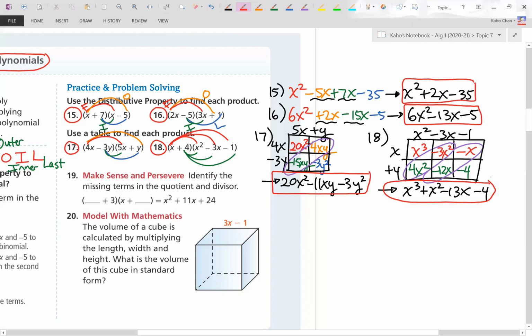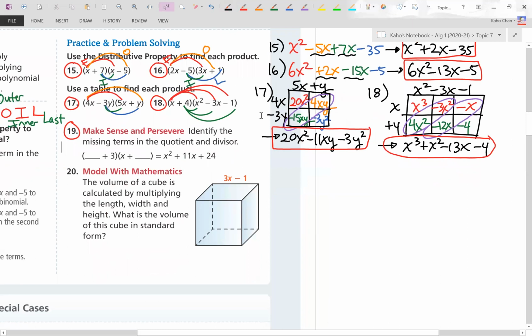Number 19 is next. Swimming along pretty fast here. Wow, this is turning out to be a pretty fast review. Yay. We did one of these in the last section, finding out what the missing product is. In this case, it's kind of interesting. When we FOIL the binomial times the binomial, some items are missing.